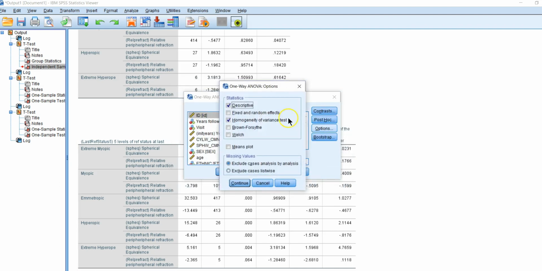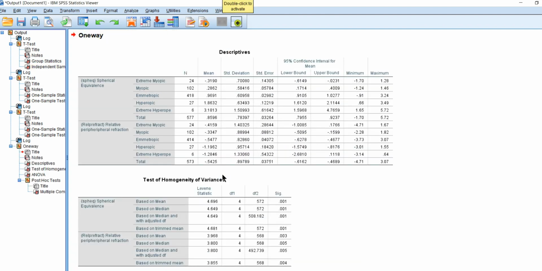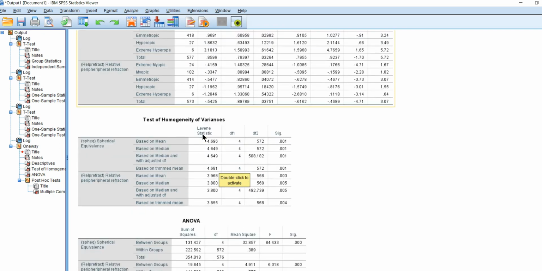Okay, what else do we have? Options. We want our descriptive statistics, which gives us our means and standard deviation. We want to test for homogeneity of variance, and we'll exclude cases by analysis. And again, we can do a bootstrap. All right, so here in our descriptives, we have spherical equivalence for all 5 groups at once, and we have peripheral refraction, the means of all 5 groups.